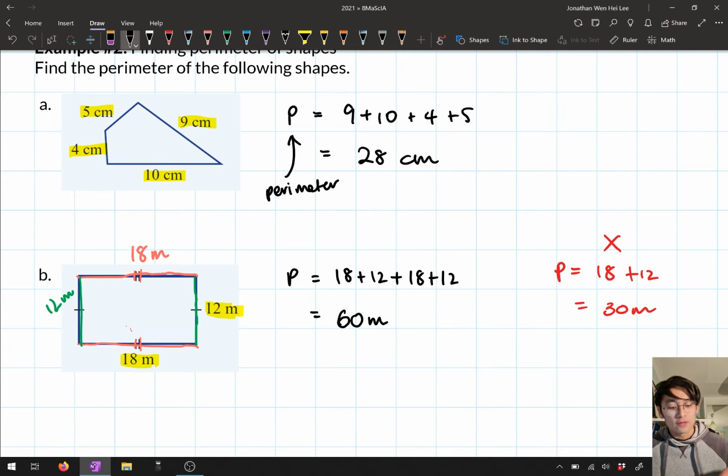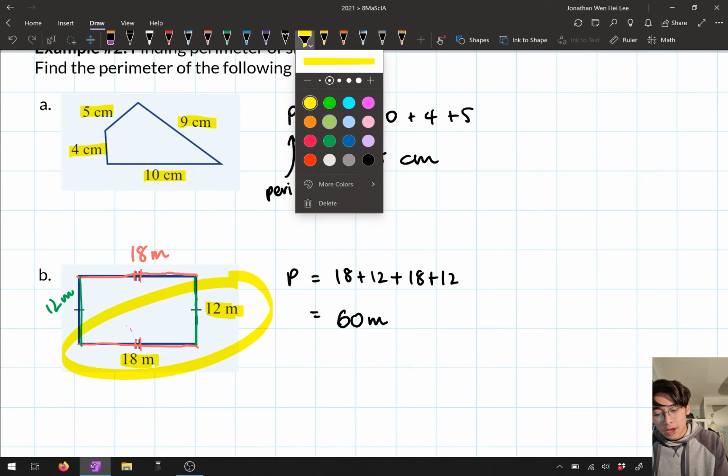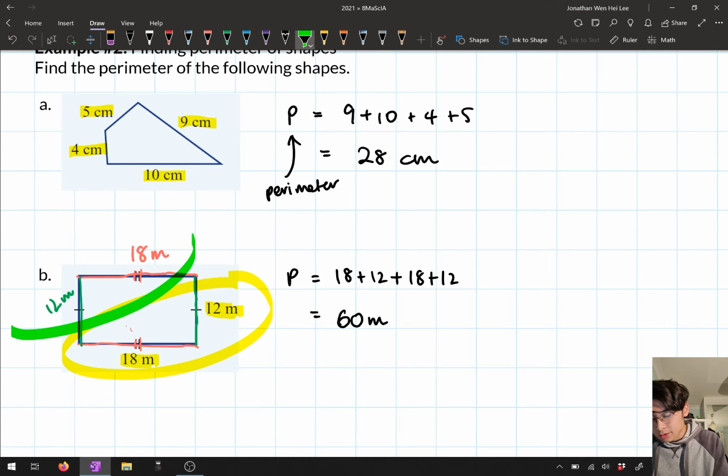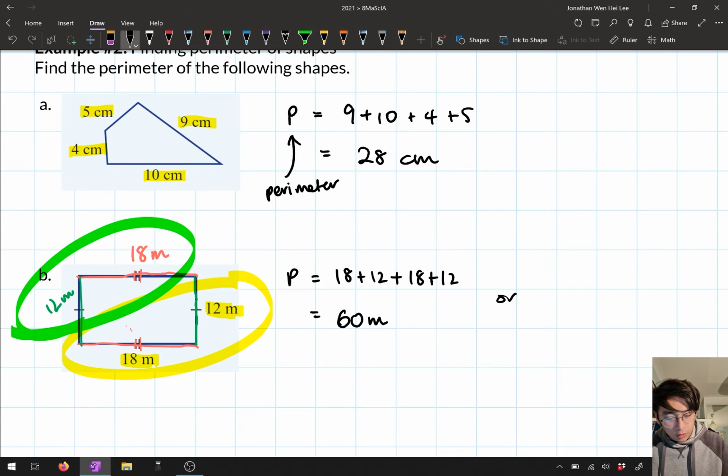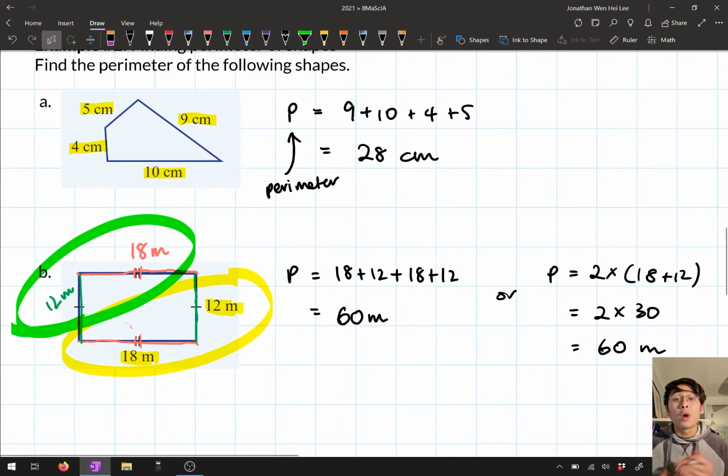Now, there is another way that you could have done this. Hopefully you've noticed, there's actually 2 pairs of 18 and 12. There's one pair over here, and there's another pair over here. And so another way you could have done this is to say the perimeter is just going to be 2 lots of 18 plus 12. And so that's just 2 times 30, which is 60 meters. Exact same way of getting the same answer, but just a different way of viewing it and getting there.